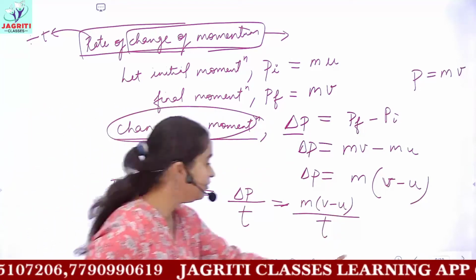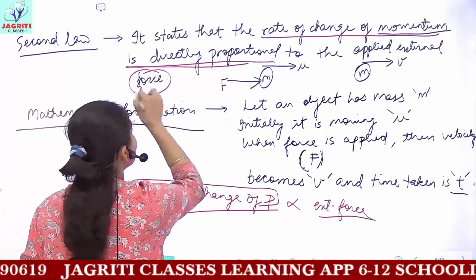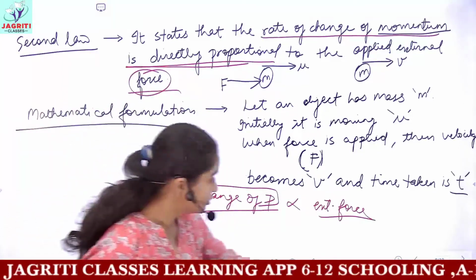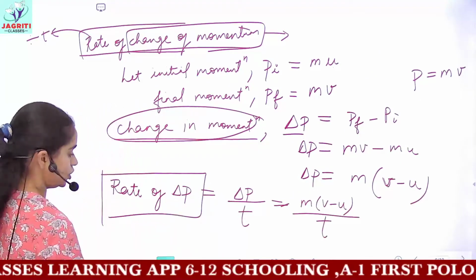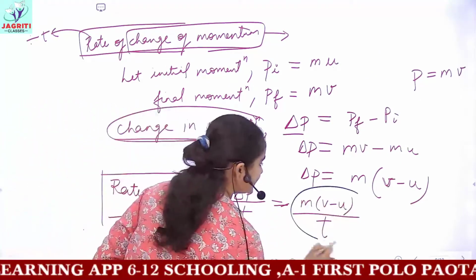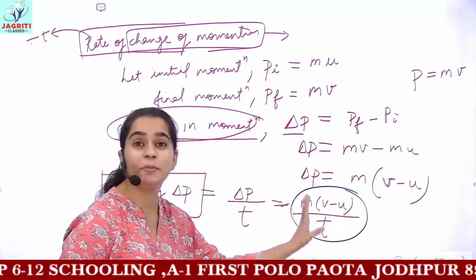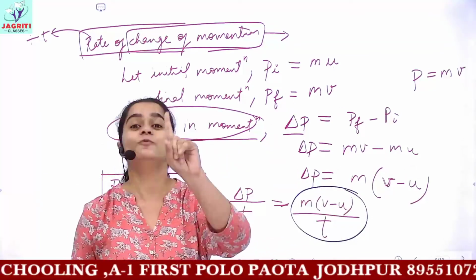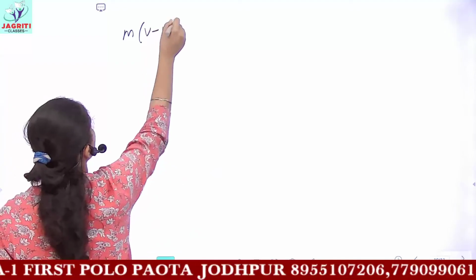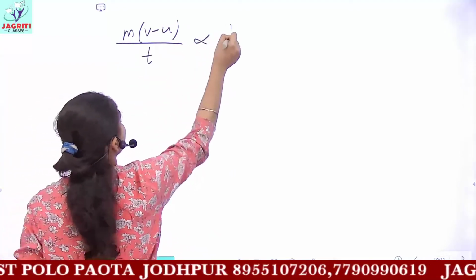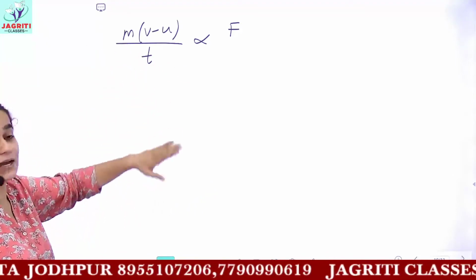Previously we had that the rate of change of momentum is directly proportional to force. Now you have found out the rate of change of momentum. So the rate of change of momentum, mv minus u by t, is directly proportional to force. This is according to the statement, from which we are now deriving the second law.